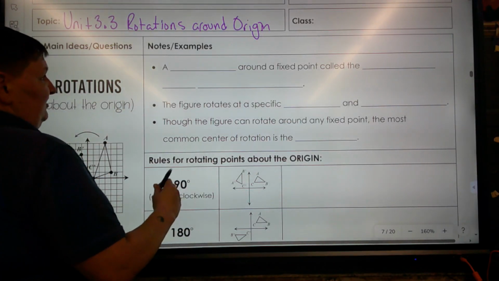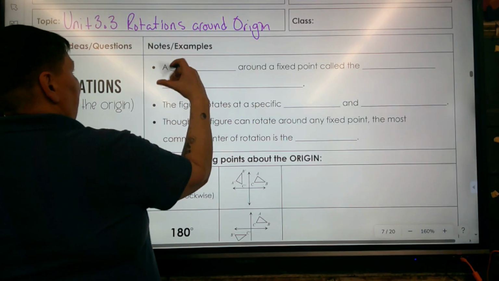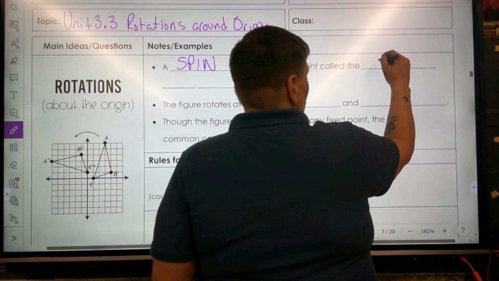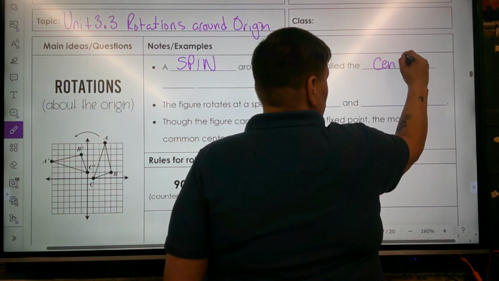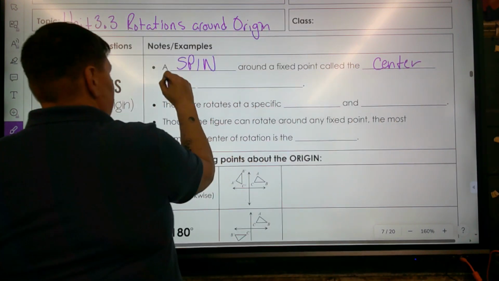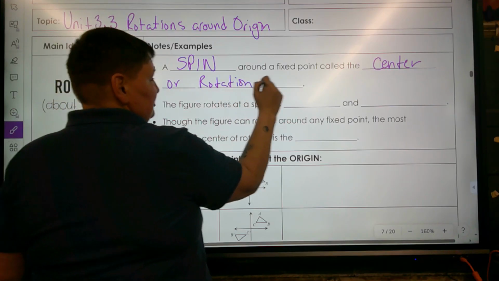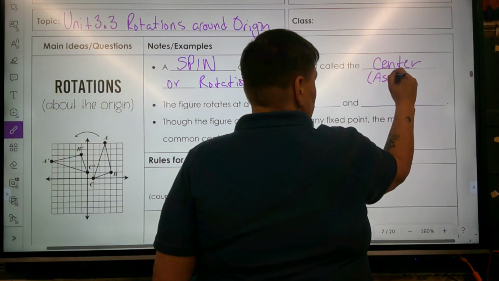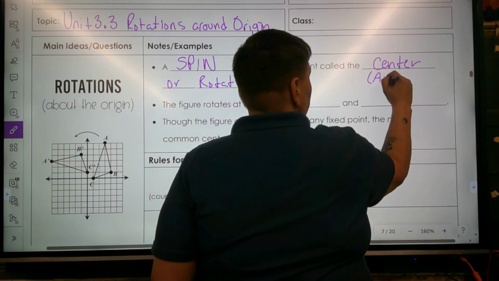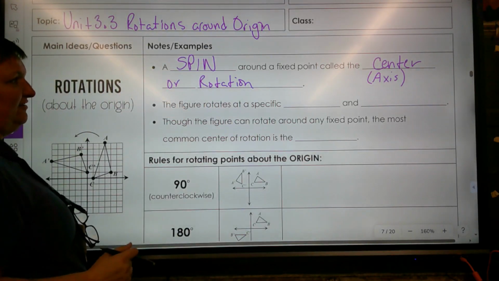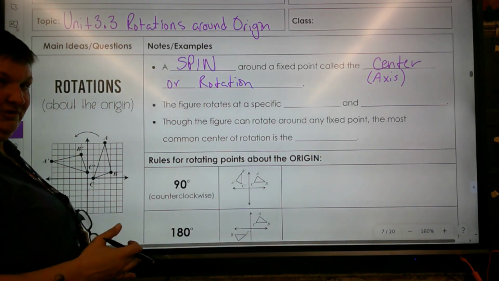A rotation is a spin around a fixed point called the axis or center of rotation, right? Sometimes you'll see it as axis of rotation. If it's going too fast, slow it down. But I'm going to talk fast to keep the video short.